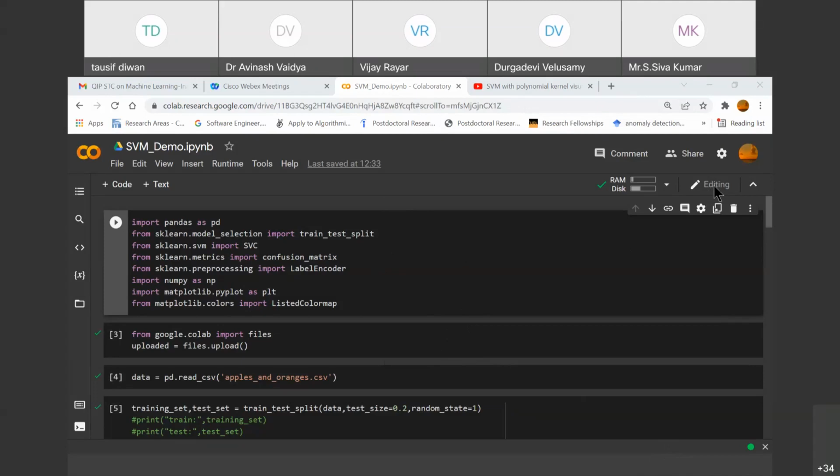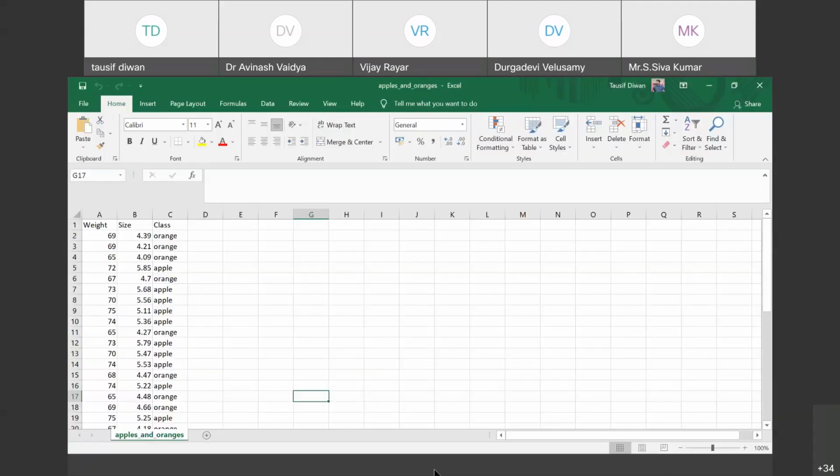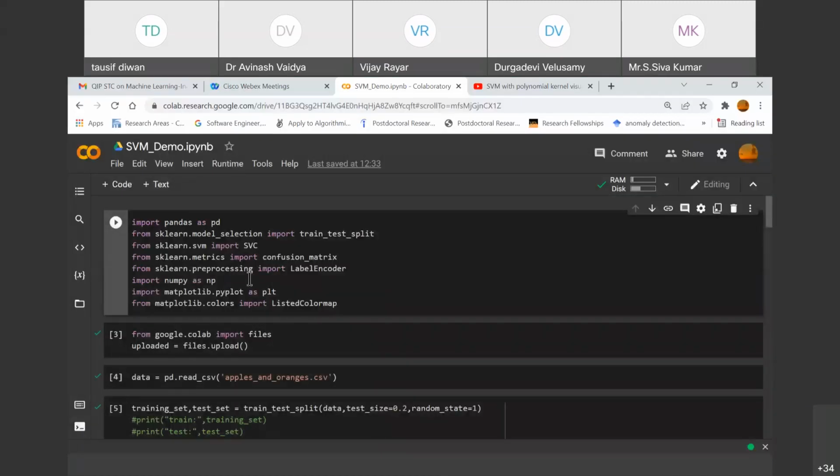Okay, so just take a quick demo of this SVM. Previously, we had also seen that two classes are there, orange and apple, that we want to classify with the help of SVM. So we just import some libraries. Just see here, importing pandas, then sklearn.svm. Here we are using SVC, which stands for support vector classifier.